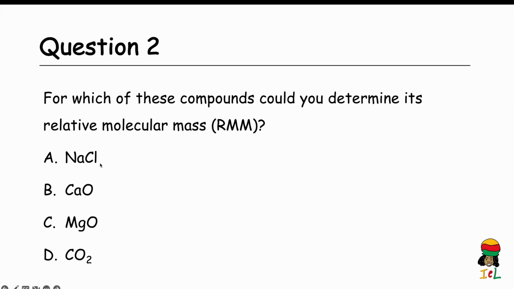Question 2. For which of these compounds could you determine its relative molecular mass? A, NaCl, B, CaO, C, MgO, D, CO2. The answer is D, CO2. We find the relative molecular mass for covalent compounds.